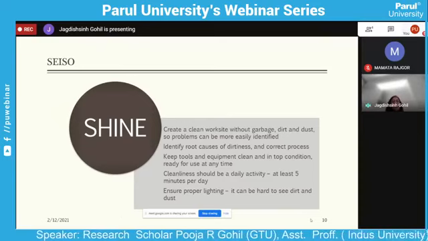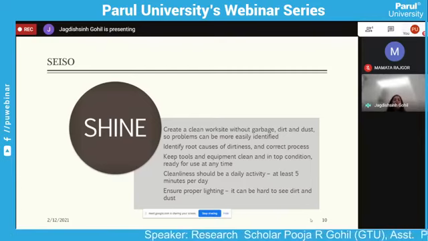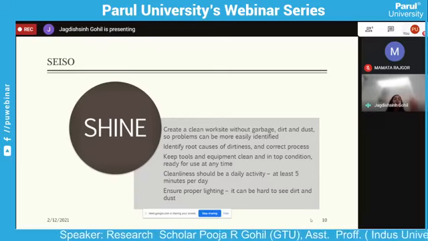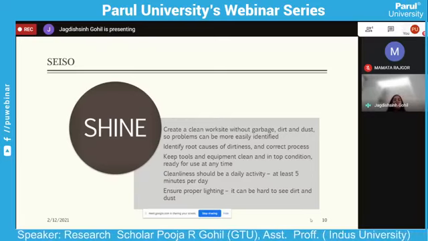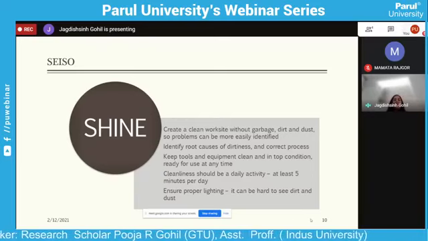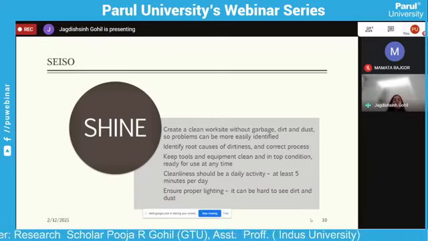Fine. So obviously, just spend 5 minutes a day on cleanliness activity. That should be our daily habit, to spend just 5 minutes a day keeping all the stuff neat and clean. We should also ensure that we get proper lighting. If we have proper lighting, we can easily find any dirt or dust near us or around us. That's why air, ventilation, lighting, all these things are required.